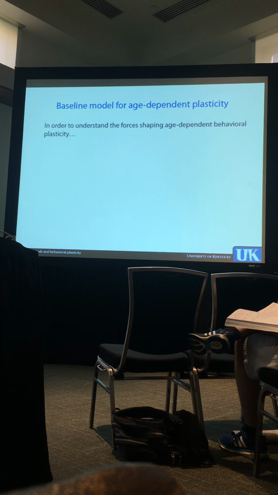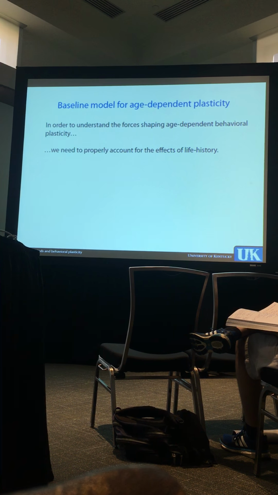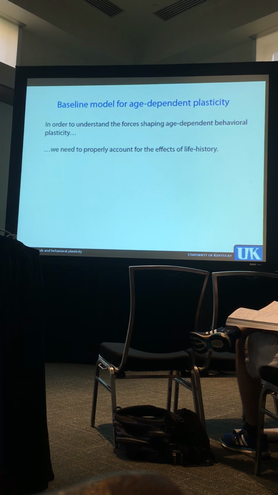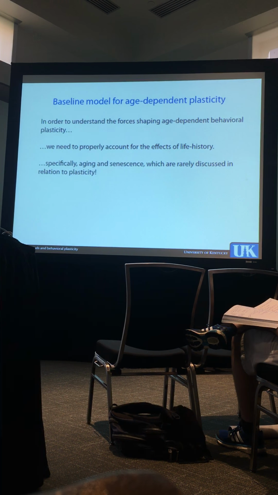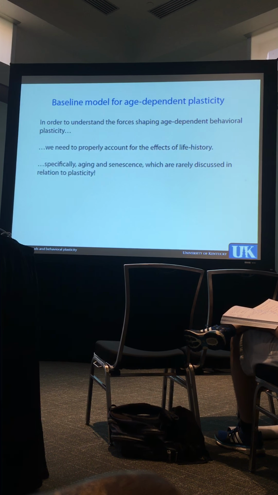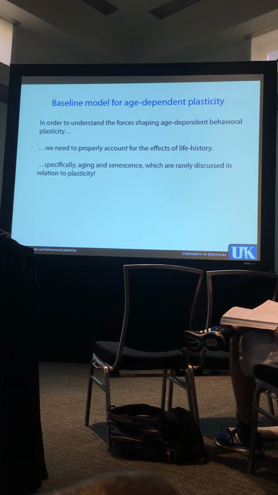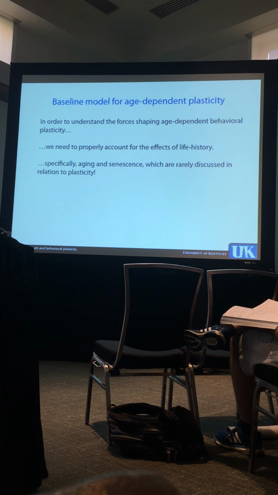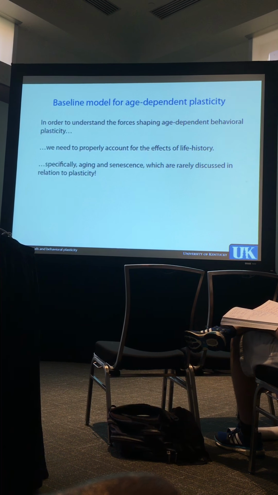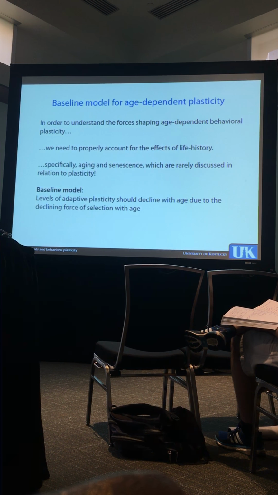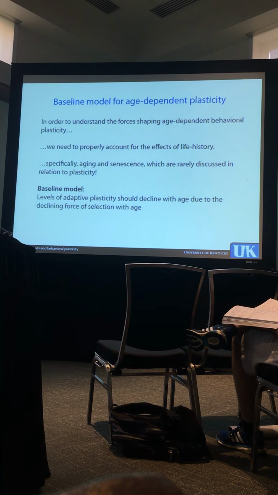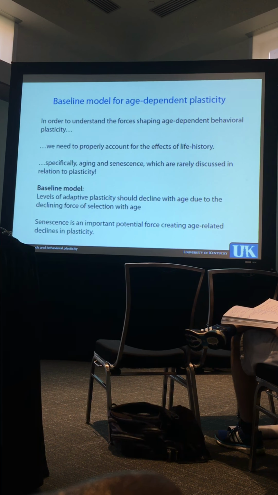So really, in order to understand the forces shaping this kind of plasticity, we need to have a proper accounting of the effect of life history on plasticity. And so specifically, we need to be able to account for the effect of aging and senescence on the evolution of age-dependent plasticity. It's surprising that that's something that's not been discussed almost at all, at least in the theoretical and conceptual work that's been done on age-dependent plasticity. There's no proper conceptual grounding in terms of what are the effects of life history on these traits. And so the baseline model that we're proposing is one where the level of adaptive plasticity should decline with age, essentially due to the effect of senescence and due to the effect of this declining force of selection as individuals get older.